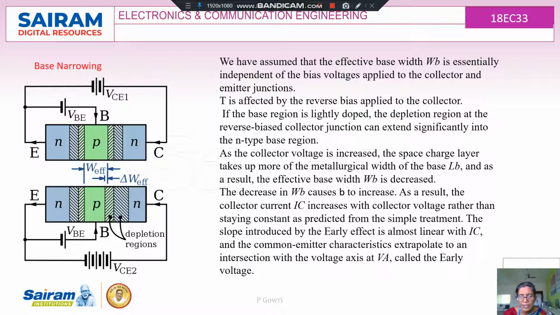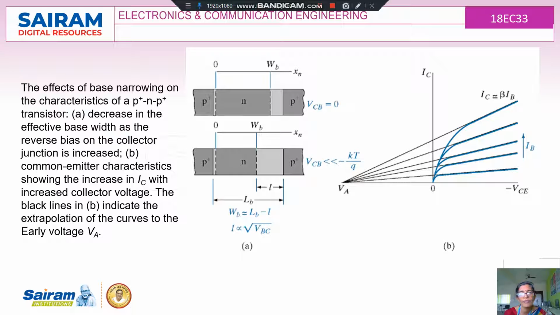As a result, the collector current IC increases with collector voltage rather than staying constant. In this diagram, we can see that initially, due to an applied voltage, the depletion region is this, and because of that, the effective base width is here. But when I increase my reverse bias voltage, that is VCE2, my depletion region increases towards the base region, and hence the width of the base decreases. If the width of the base decreases, obviously there will be less recombination, and hence the collector current increases. That is called the early effect.